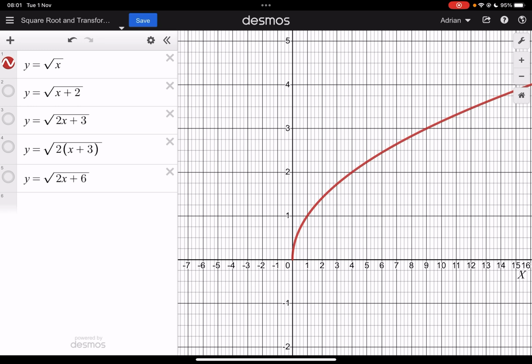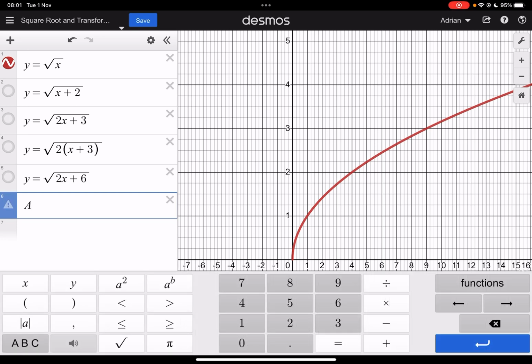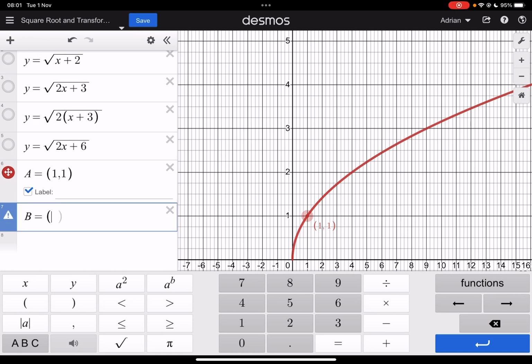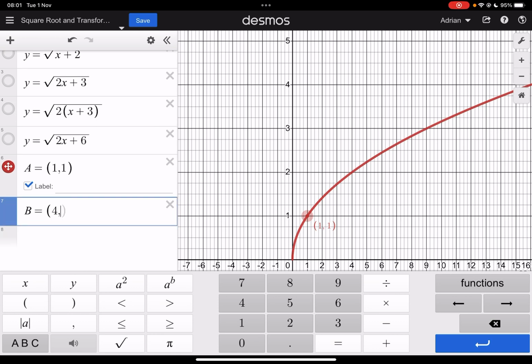And it goes through a few key points that I'm going to really concentrate on. So one of the key points that it goes through is (1, 1). Another key point that it goes through is, if I put 4 in, it goes through 2. Now I'm just going to concentrate on those two for this video purpose.